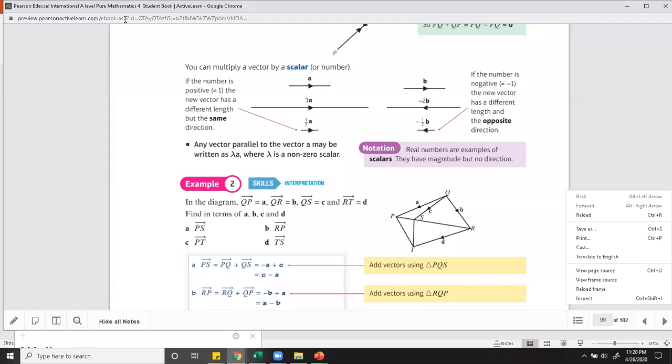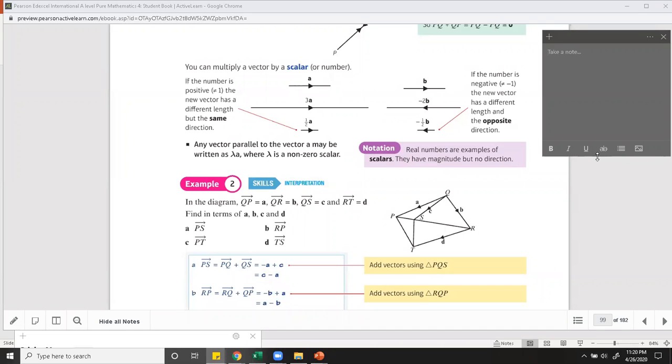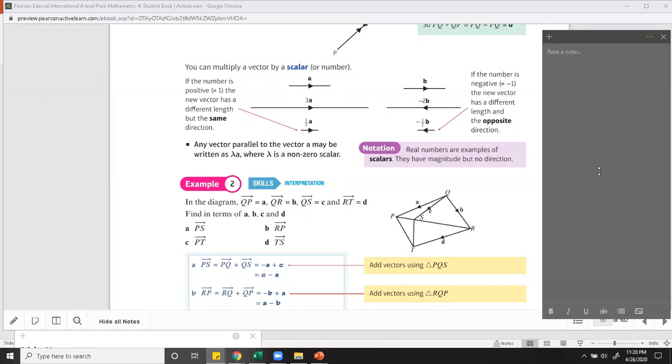Now this is what we were talking about a moment ago when I was talking about A and minus A and 2A. Looking at this section here, you can multiply a vector by a scalar. A scalar is a quantity, just a number or a value. So here we've got A, 3A, half A. If you've got A, 3A, and we usually put a little wavy line underneath, or a half A.